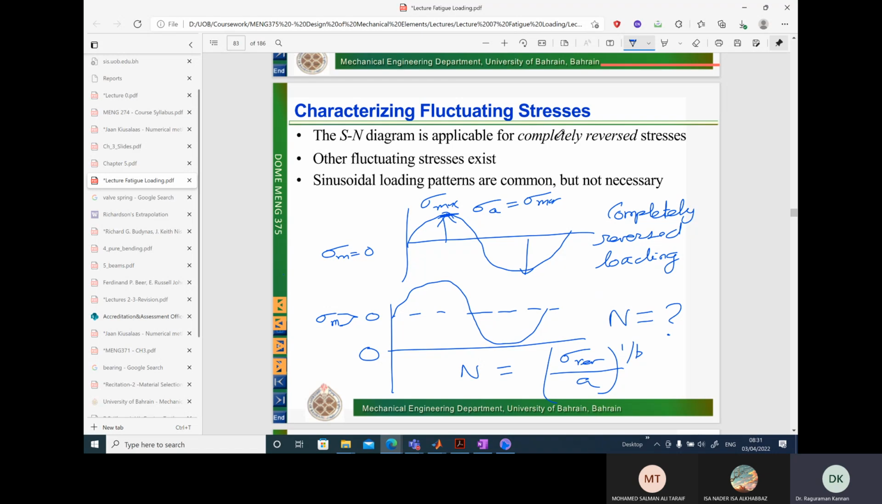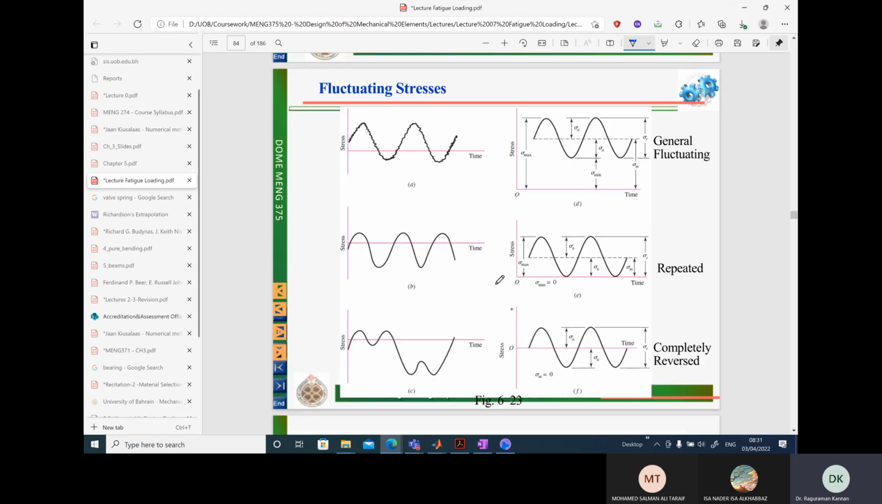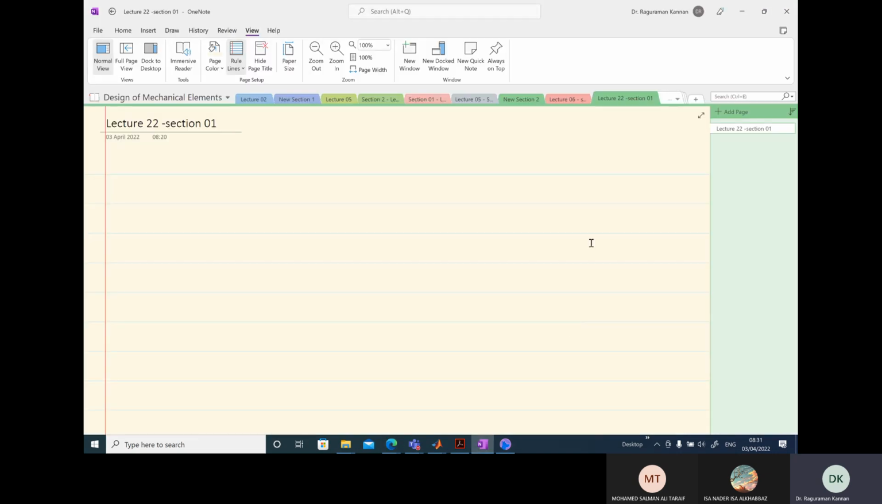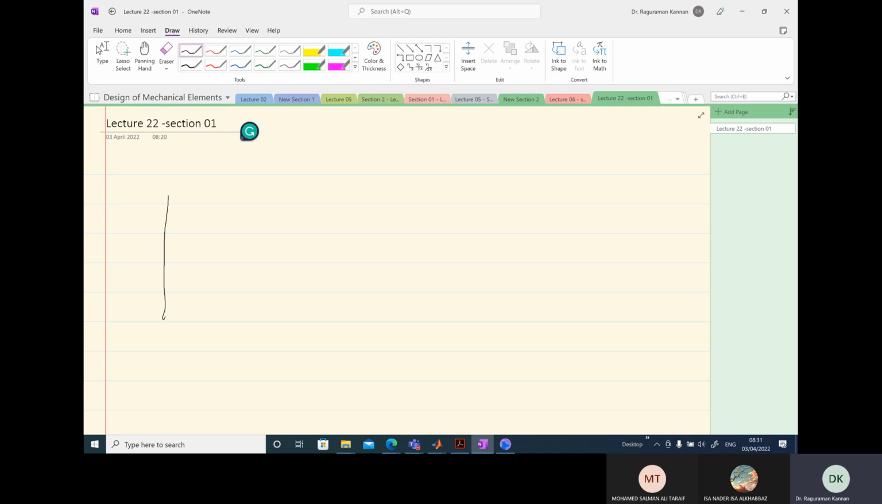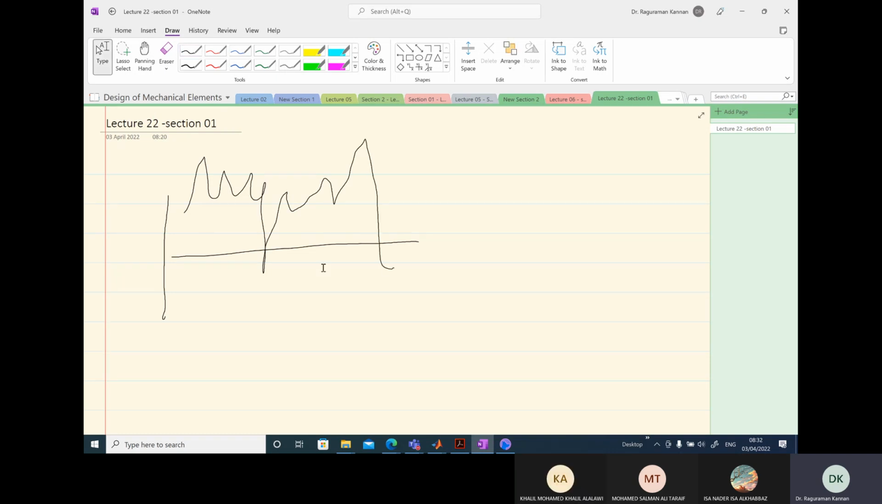The SN diagram is applicable only for completely reversed stresses. Other fluctuating stresses exist. Sinusoidal loading patterns are common but not necessary. So this is a sinusoidal wave loading pattern. We may have random fluctuating loads as well. So let's see some of the loads. This is a random fluctuating load. In fact, if you see any vibration problem, it will be much more random. You take a typical vibration problem. The vibrating loads will be random like this.